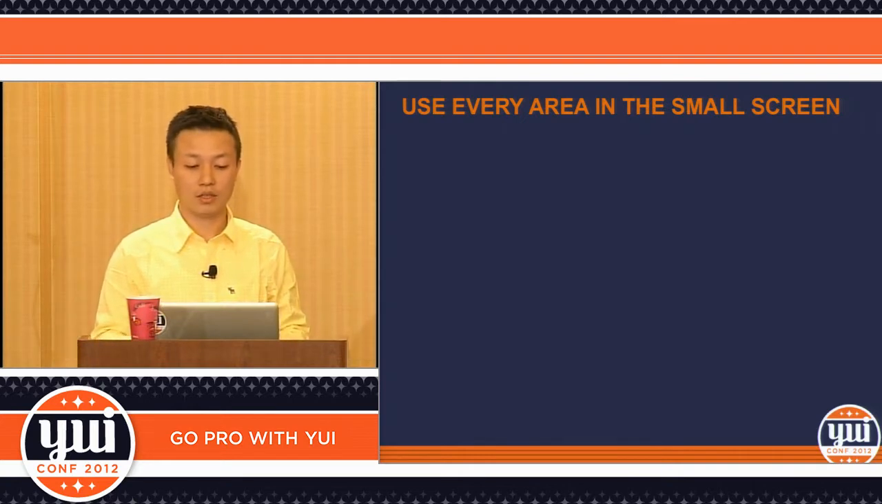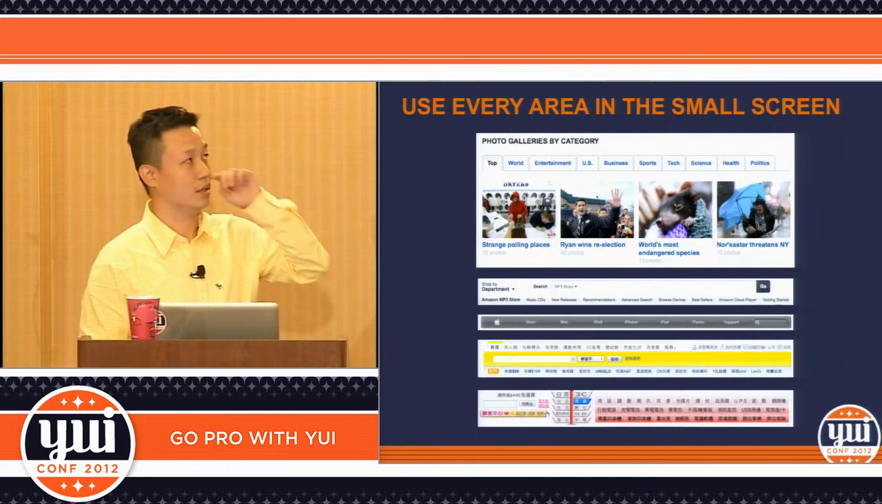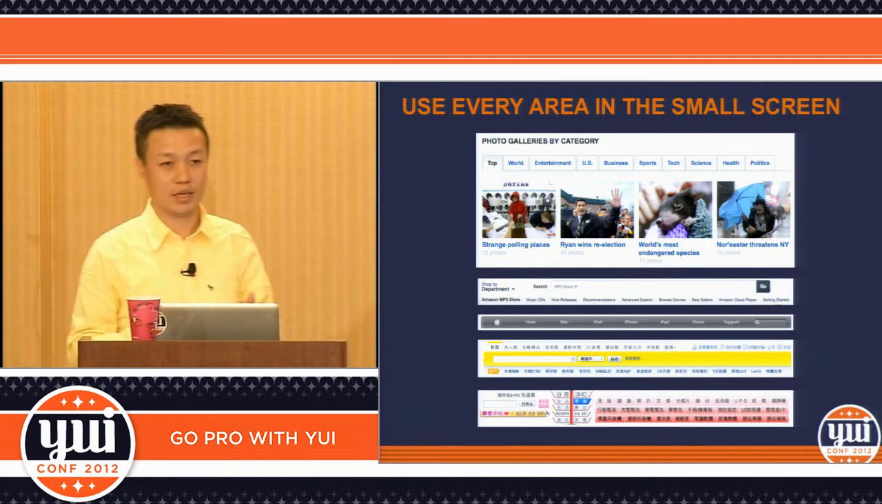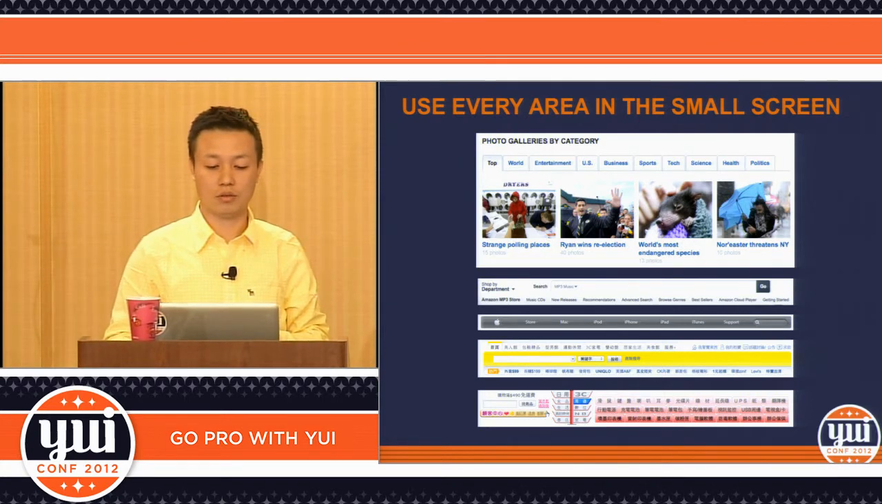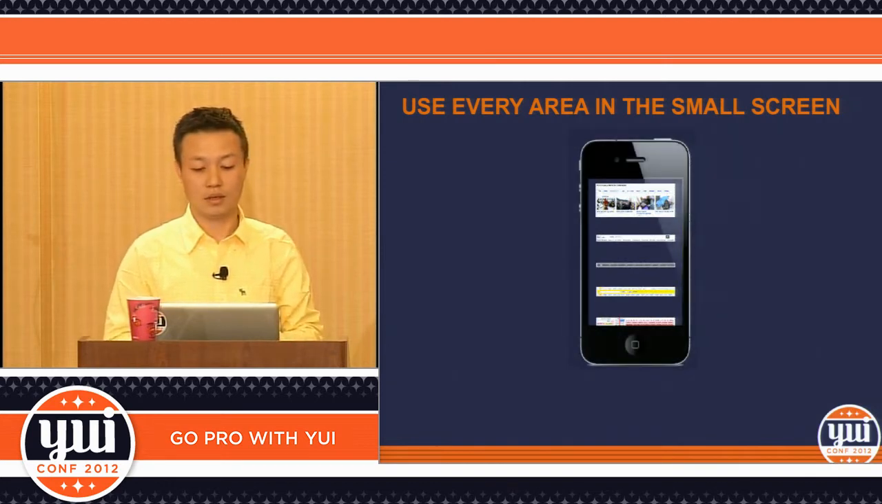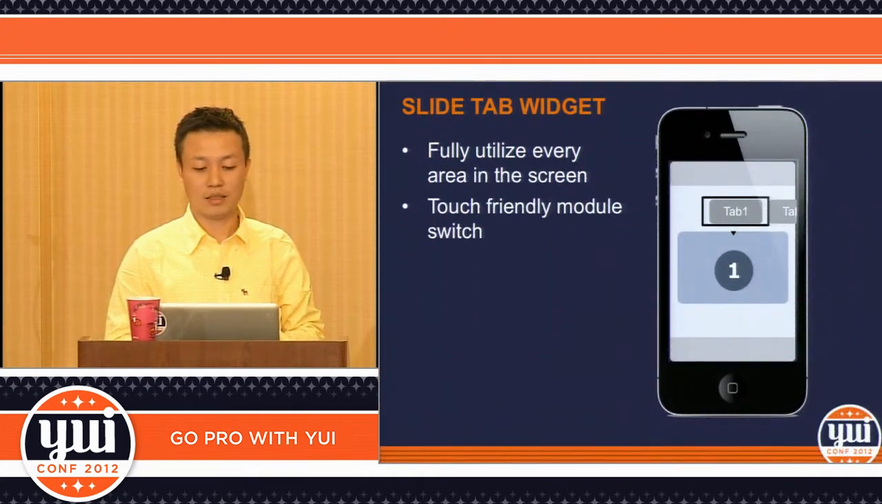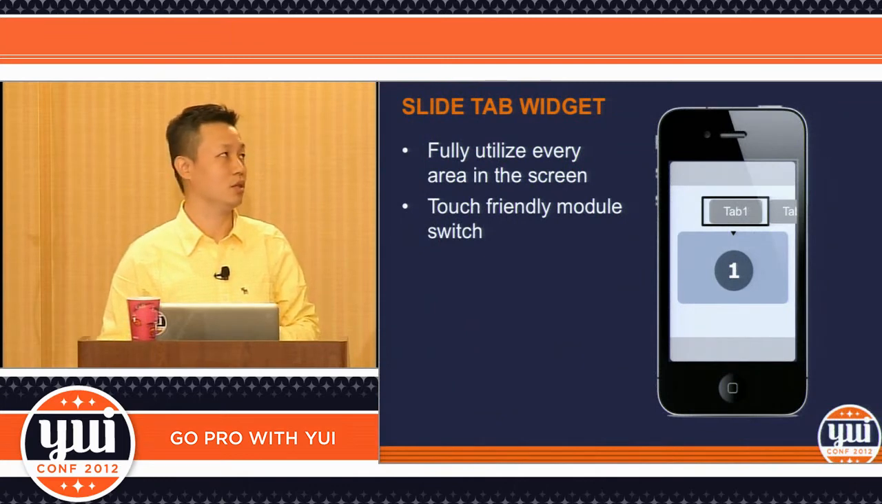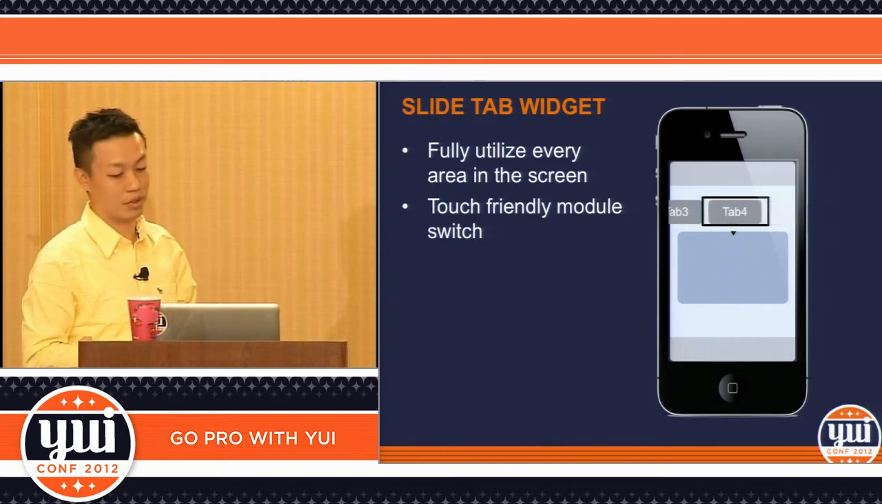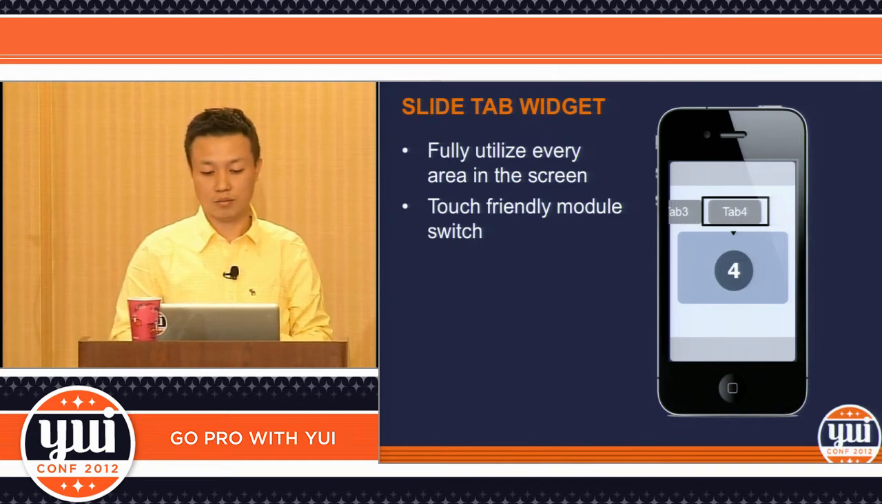The second one is to provide a finger-friendly experience. For example, you can see this is a common component in PC web design: a photo gallery by categories. There are a lot of tabs, right? If you just make it small and put that in a small screen, it turns out the user experience will be very bad. So we have the slide tab widget. We want to fully utilize every area of the screen. You can use fingers to swipe the tabs, then the corresponding content module will show up.